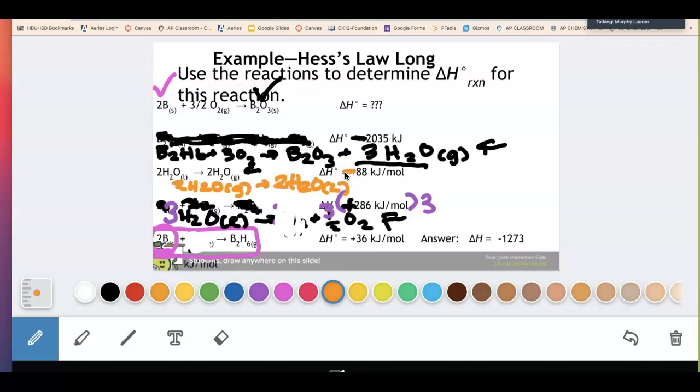Now this is working out nicely because look, this is water liquid on the right and this is water liquid on the left. So we can get those to cancel as well. We need all the water gone. There is no water up here. Any suggestions on what I should do next? How do I get the 3 and the 2 to match? I'm going to multiply by a fraction.